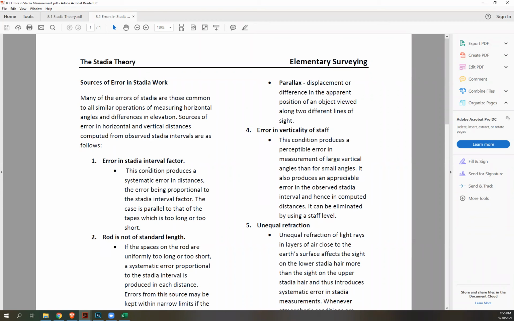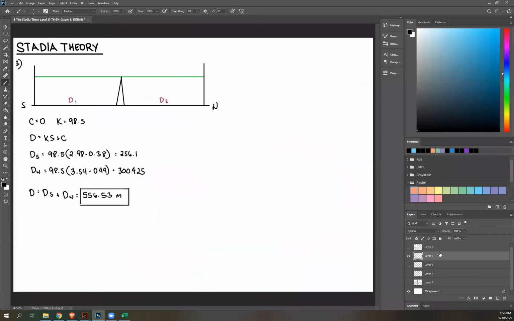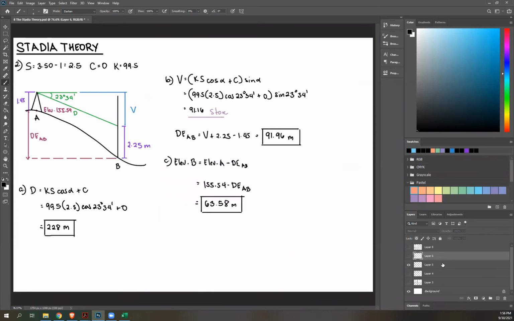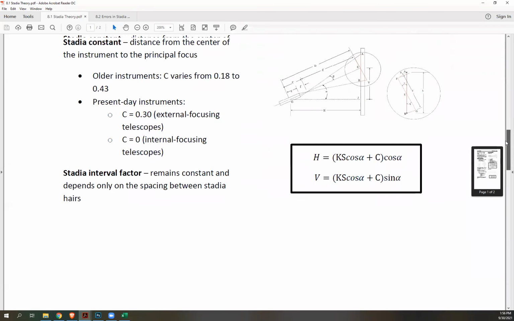So first, there's an error in the Stadia interval factor. So this condition produces a systematic error in distances, the error being proportional to the Stadia interval factor. The case is parallel to that of tapes, which is too long or too short. So remember, when tape is too long, you have to either add or subtract correction value. So same thing, if there's an error in Stadia interval factor, you have to make appropriate changes as well. So Stadia interval factor, that is your, let's review ourselves with the terms.